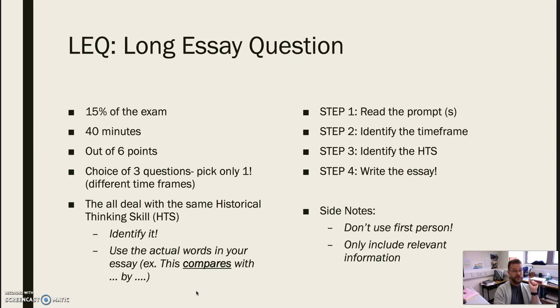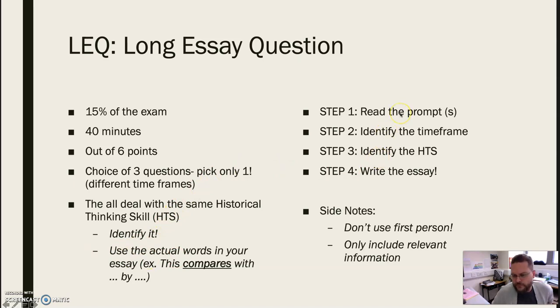So it's really important that you actually identify what they're asking. Now, sometimes, like we've seen, they ask questions that are open to multiple historical thinking skills, and that's fine, right? But just realize it's going to be the same throughout all 3. And I've said it once, I'm going to say it again, use the actual words in your essay, right? When you're dealing with historical thinking skills, I'm going to touch on it again, but use the words. If it's compare and contrast, say this compares with, right?